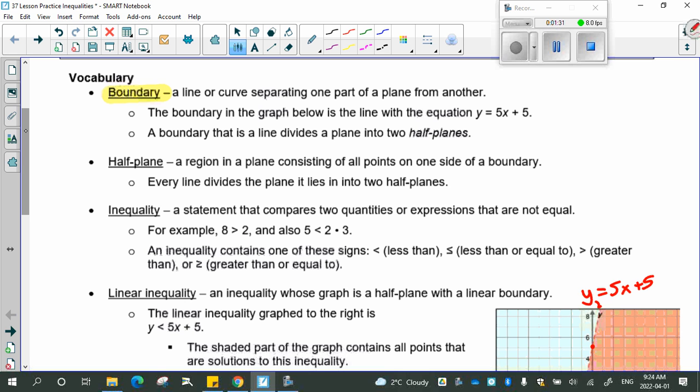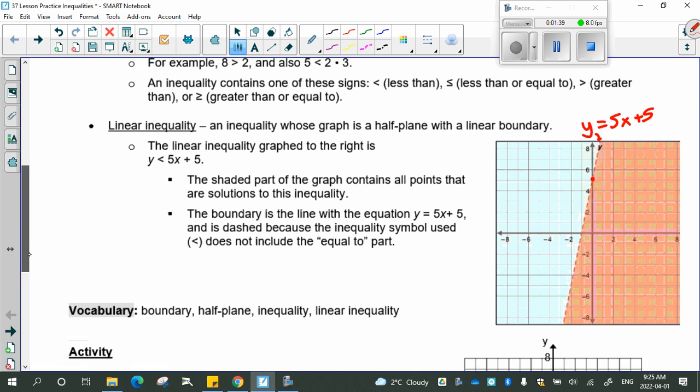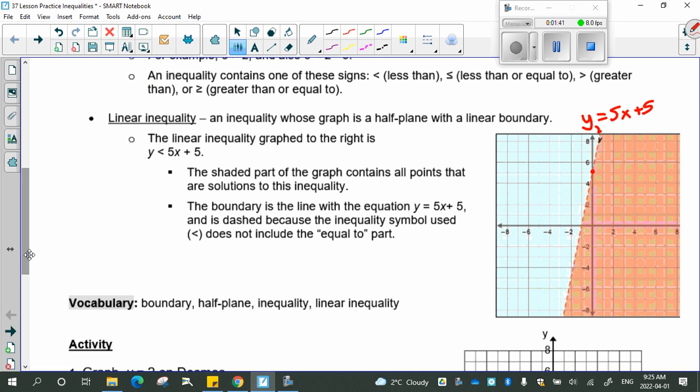A boundary that is a line divides a plane into two, what we call half planes. So this boundary line here separates the plane into the red part and the white part. So that's why it's called a boundary. It cuts the plane into two parts. Everybody good with that? Just cutting the plane into two parts.